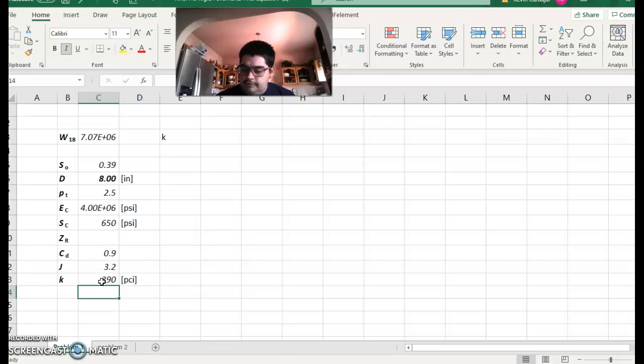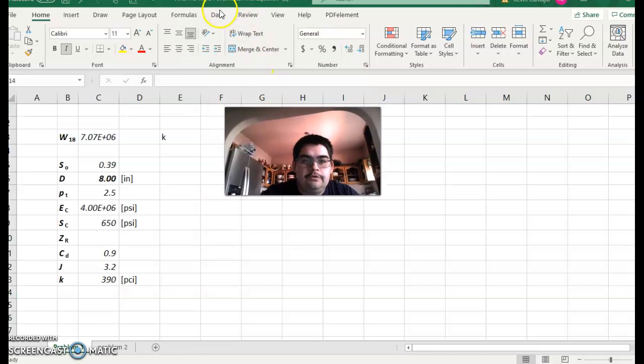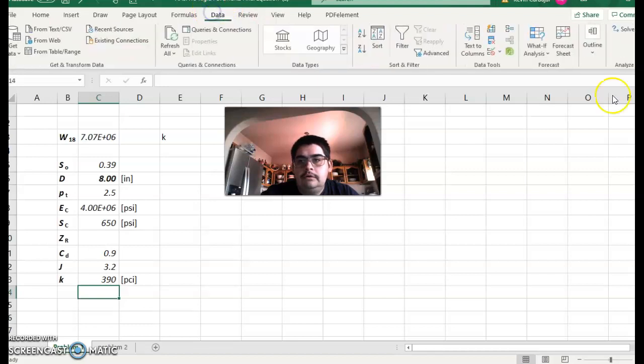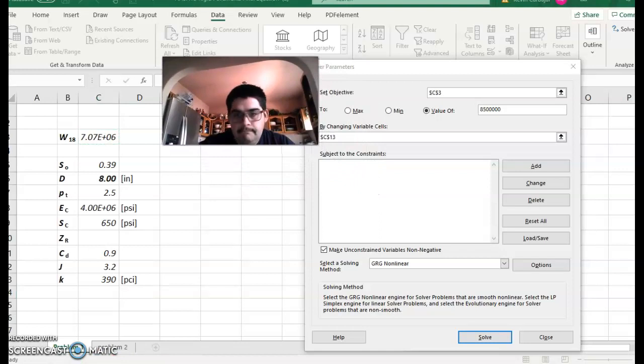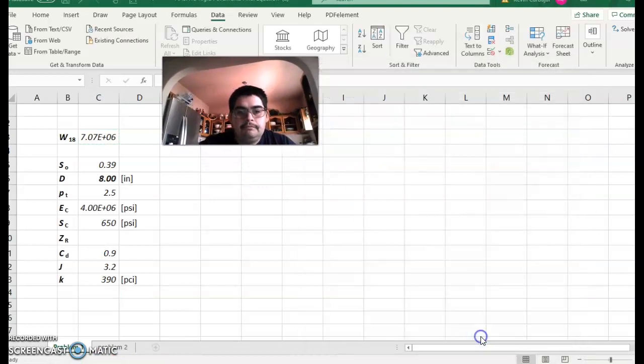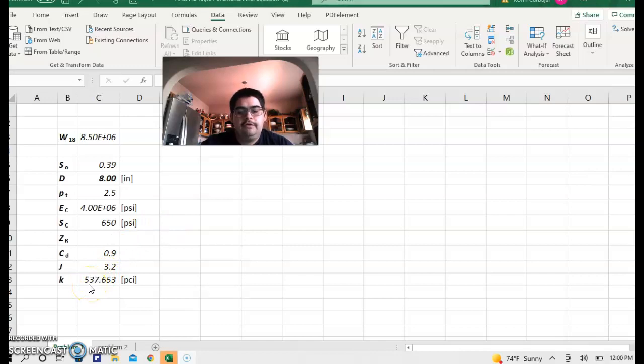Let's see. Our book value, the answer the book gave us, is 8.5. So let's go see how far we are. Data, go to solver. So I think it's 5.37. That's interesting. Okay, that's way too high, I think.